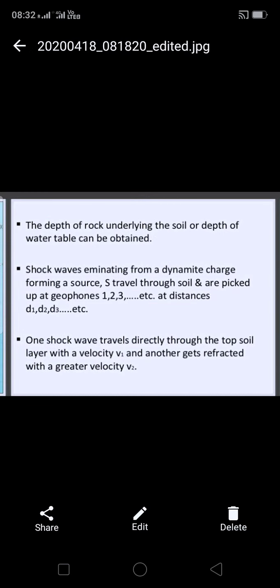The depth of a rock underlying the soil, or the depth of the water table, can be obtained. A shock wave emanating from a dynamic charge source travels through the soil and is picked up by geophones 1 to 3, as I already discussed. One shock wave travels directly through the topsoil layer at velocity v1, and another is refracted with a greater velocity v2. After that, we can draw a graph of distance from the source x against wave travel time. From x0 to x1 the time is t1. From x1 to x2 the speed is v2 and the time is t2.